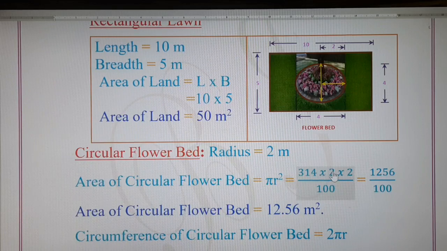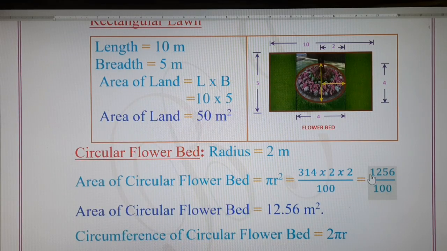That means 2 stable means double stable. Double stable, we have to do 2 times. Multiply by 2, multiply by 2. So 314 multiply by 2, the answer will be 628. And 628 you multiply by 2, that means you have to do double of 628. 628's double is 1256.